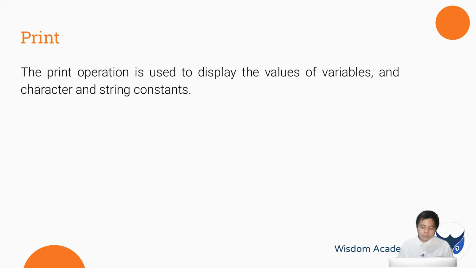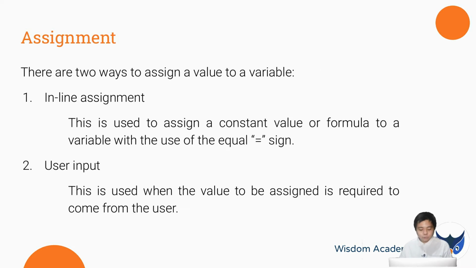Next, an operation we can perform on variables is assignment. There are two ways to assign a value to a variable. Number one, inline assignment. This is used to assign a constant value or formula to a variable with the use of the equal sign. Next is user input. This is used when the value to be assigned is required to come from the user. The inline assignment is what I did earlier with variable A. We assigned it a value in the code using the equal sign. And it's not only a value that we can assign to a variable, it can also be a formula.